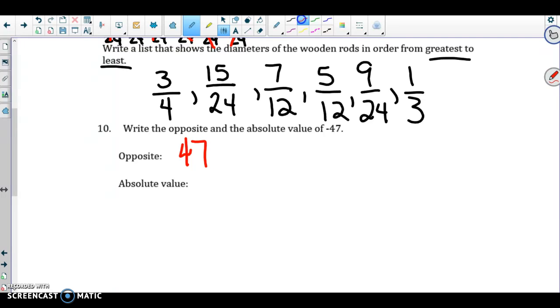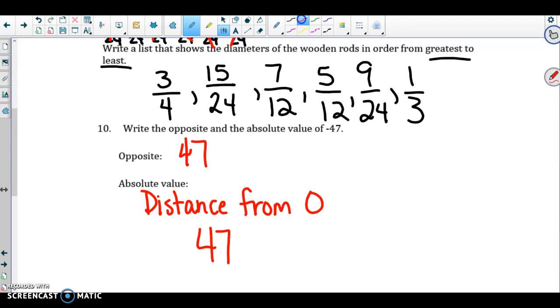All right. And then the absolute value, remember the absolute value is the distance from zero. So the distance from zero of -47, how far away is -47? Well, it is 47 away. So my answer to both of these is 47.